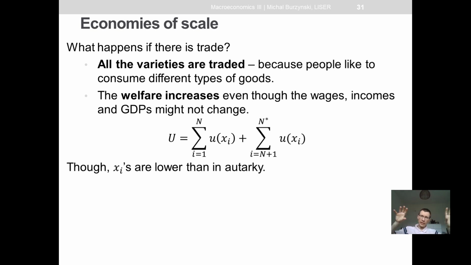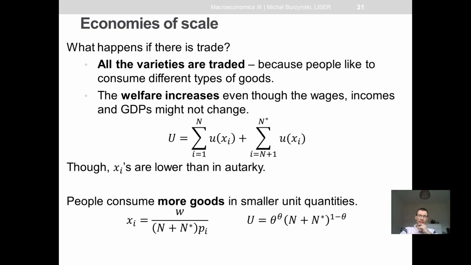Those countries will produce different varieties while there are different firms in different countries, which means that the new utility function will be the sum of the varieties from the home country plus the sum of the utility that comes from varieties from the foreign country, which we index from n plus 1 to n star, let's say. In principle, there will be more varieties that are going to be available in the home country when the country opens up to trade. This means that the utility of the consumption of all the individuals will go up. Why?